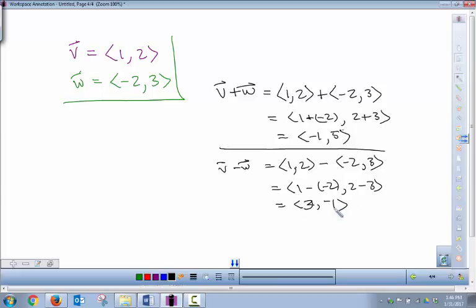Careful when you subtract. And then a scalar multiplication, 5 times v, for example, would be 5 times 1, comma 2. And this would just be the 5 being distributed component-wise. 5 times 1, comma 5 times 2, which is 5, comma 10. Okay? It's as obvious as what you would think it would do.